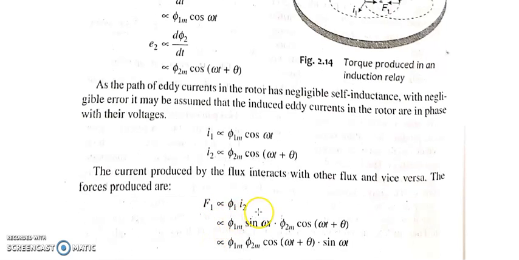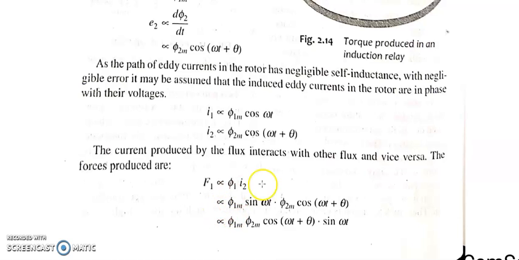So due to the interaction of those two different quantities, that is the alternating quantity phi 1 as well as the alternating quantity of the second, phi 2, that is I2, will give rise to force F1. You can call it an interaction of two different fluxes, but one term we have taken as alternating flux, another term we have taken as current I2. So F1 is proportional to phi 1 into I2. It's a product of alternating quantity 1 as well as the eddy current due to phi 2, that is I2.